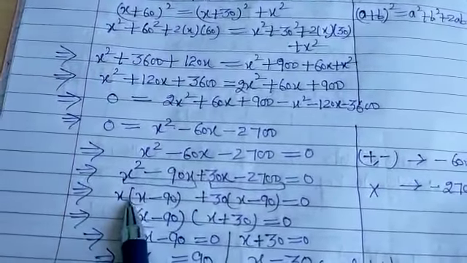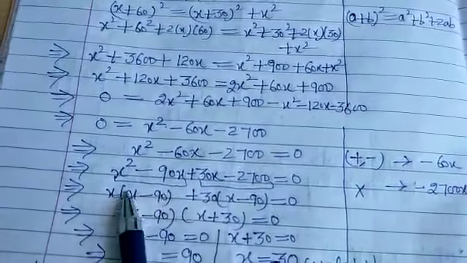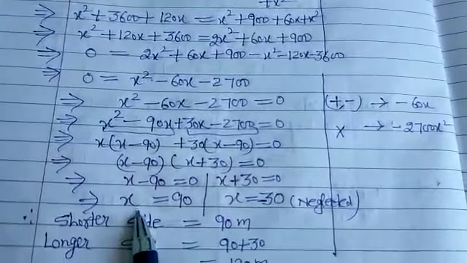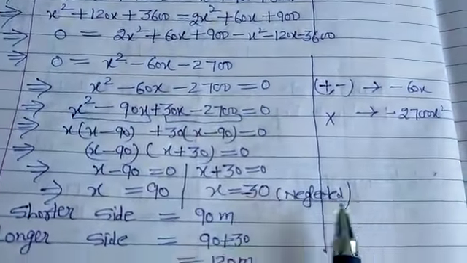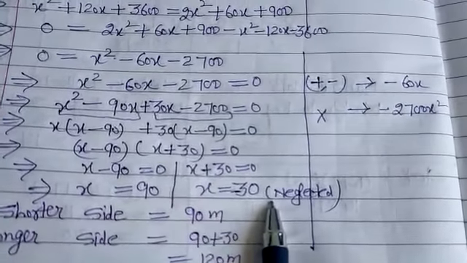So now common from the first two terms is x minus 90, and common from the last two terms is 30. So it is x minus 90 into x plus 30. The product of two terms is equal to 0, it means either the first term is equal to 0 or the second term is equal to 0. So from here x is 90 and x is minus 30.